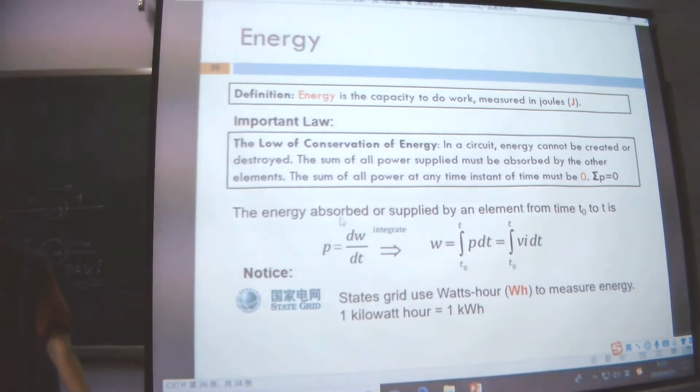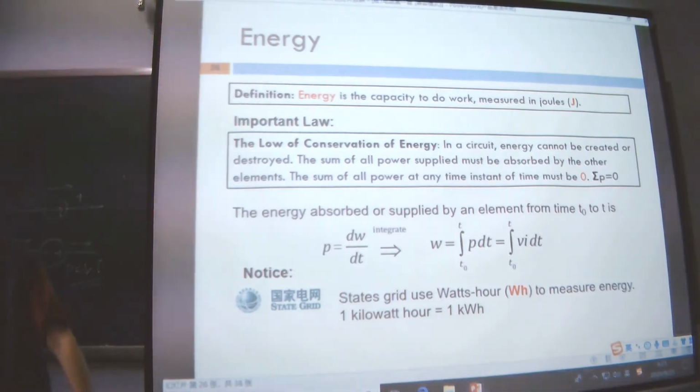Here is the P equation. And if we integrate this equation, we get the energy equation. Our energy W is equal to the integral of P dt from t0 to t. And we already know that P is equal to VI, so we can also use this equation to calculate our W. In our homework, generally we use this one, or this one as well. This one is the same. P equals VI is the equation. And for this summation of P, the sum of energy equals 0.